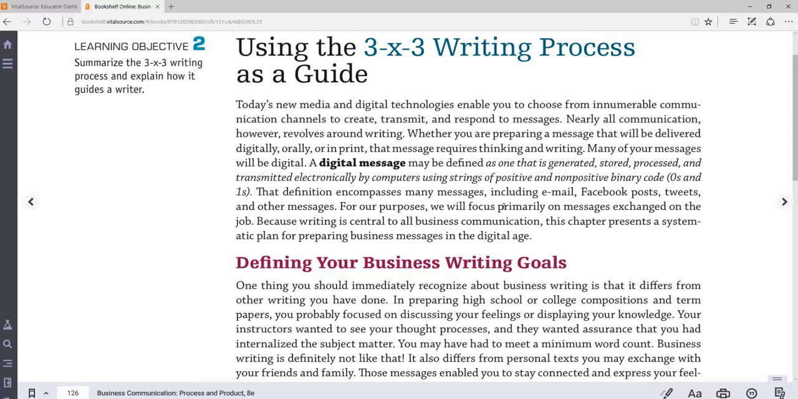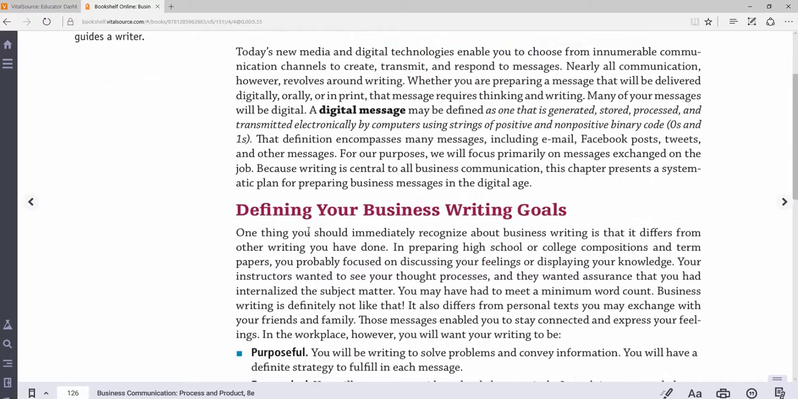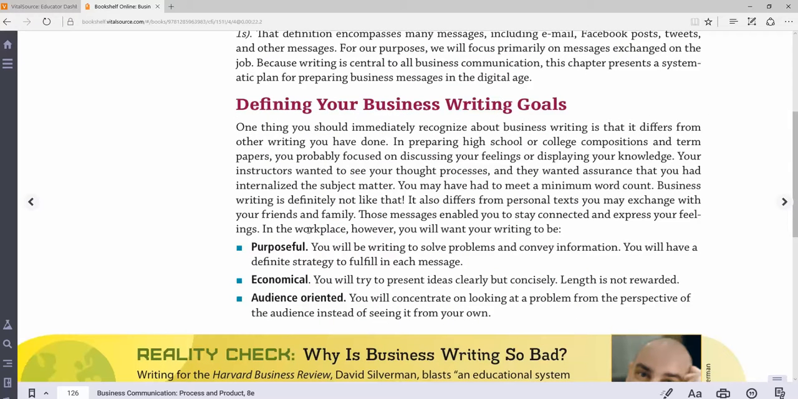So we're going to focus primarily on messages exchanged on the job, defining your business writing goals. One thing you should immediately recognize about business writing is that it differs from other writing you've done. And that's what I was saying earlier. You have to write differently. You cannot be writing like you are writing to your best friend that you've grown up with or that you've done a lot of neat things with. Business writing is a notch up.